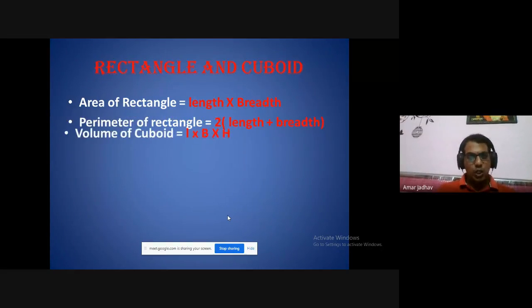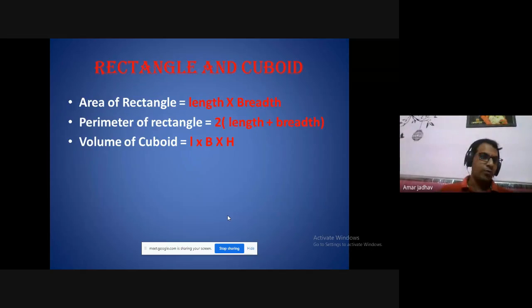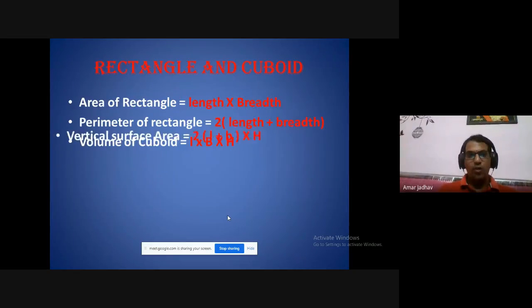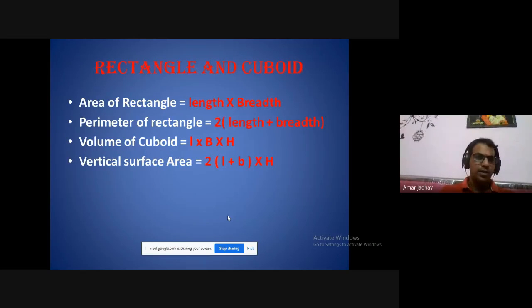And if I want to ask you the volume, because we have learned all these formulas, right? To find the volume of a cuboid, it is length into breadth into height. You multiply all the 3 dimensions and you will get the volume of the cuboid. And then the vertical surface area, the final formula, is 2 bracket length plus breadth into height. Now, students, I'm going to give you 30 seconds to quickly write down these formulas, because you are my new students who do not know the formulas.